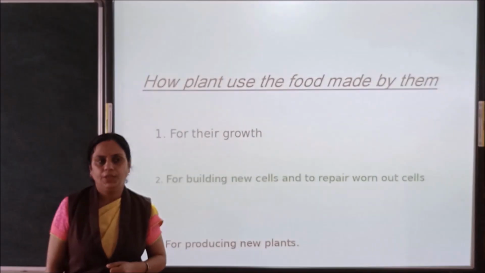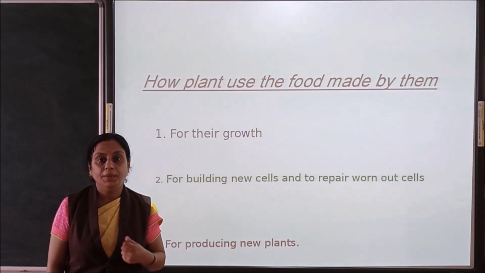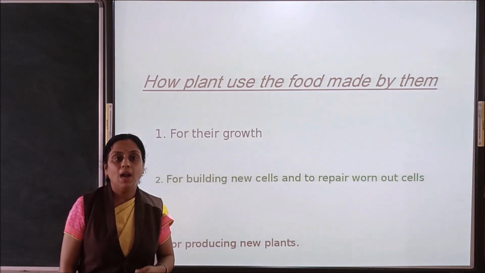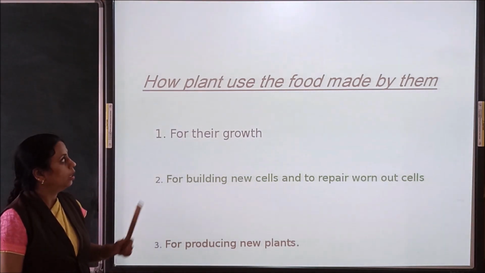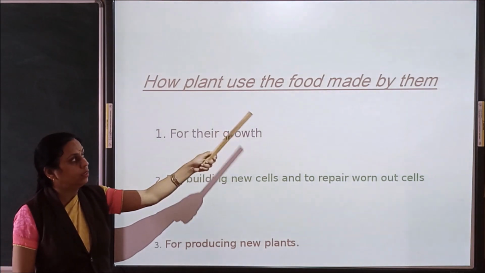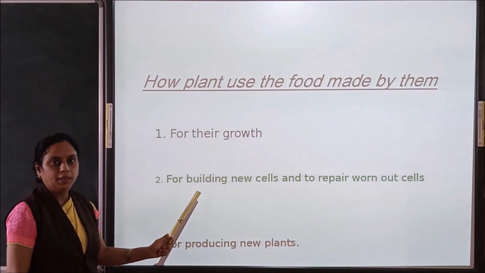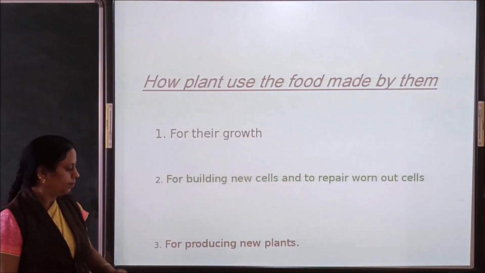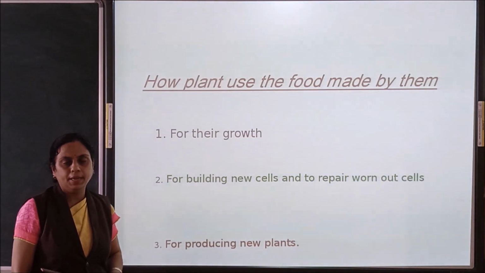Now tell me one thing children, you all are eating food. Why? To grow, to remain fit and fine, free of diseases. In the same way, plants also use the food made by them. How do plants use the food made by them? For their growth, for building new cells and to repair worn out cells, for producing new plants. So for all these, plants use the food made by them.